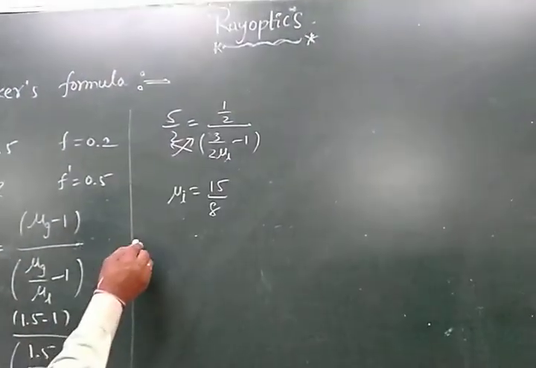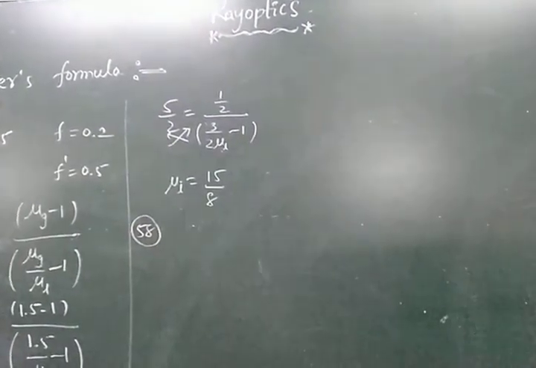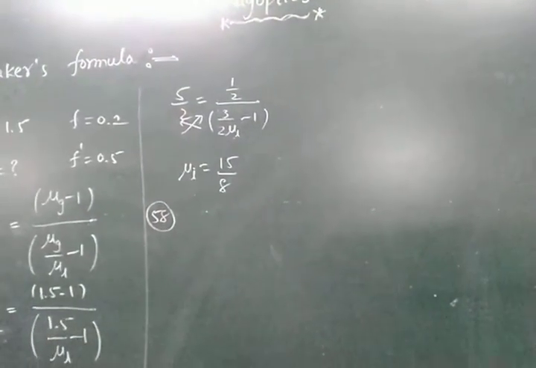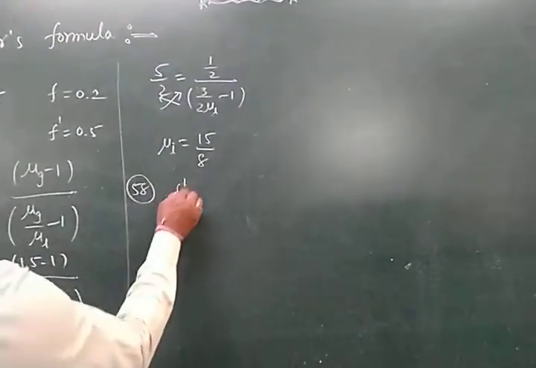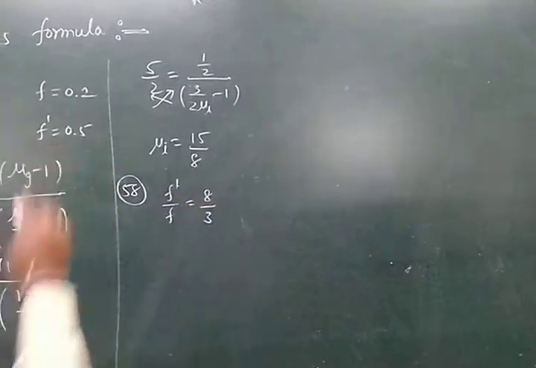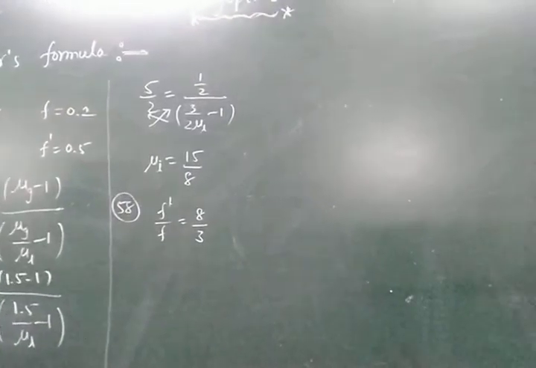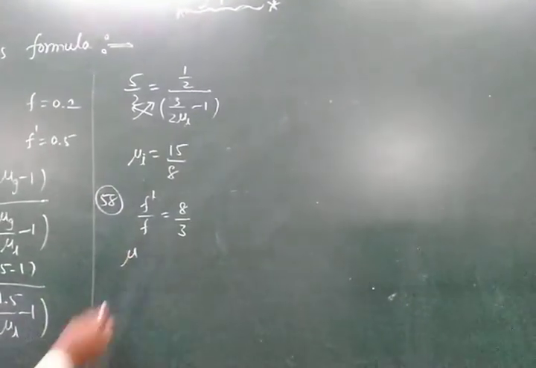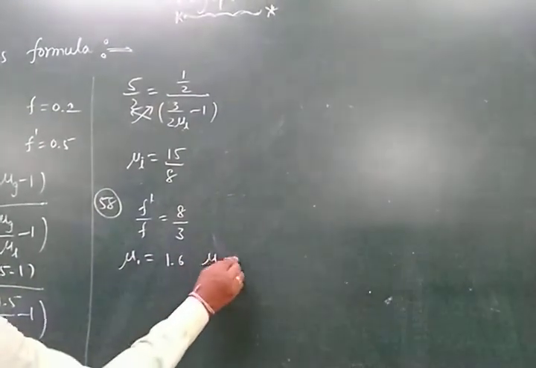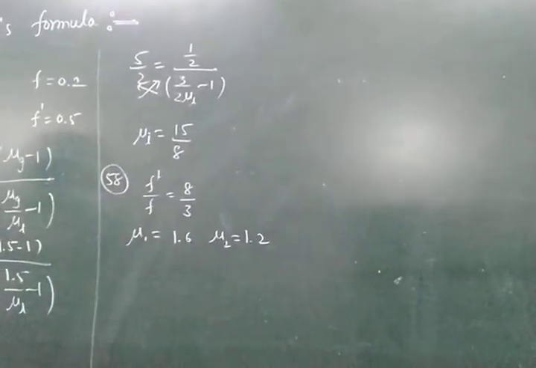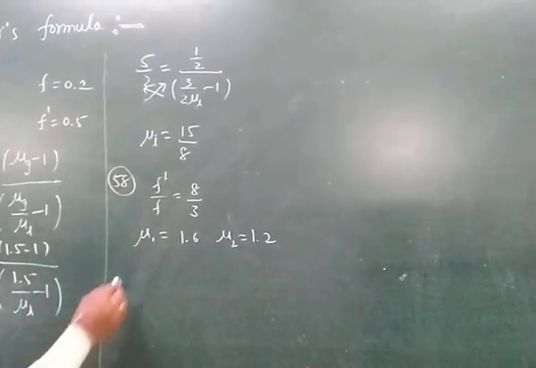Next is question number 58. The focal lengths of the lenses are in the ratio f dash by f is equal to 8 by 3, when we immerse them in two different liquids. The refractive index of the first is 1.6 and the refractive index of the second is 1.2. Then we have to find the refractive index of the material of the lens.